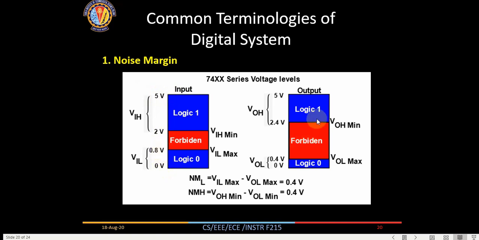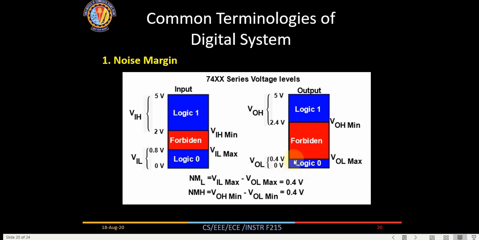At the output, for logic 1, the minimum voltage it would give is 2.5 volt, up to 5 volt, depending on chip-to-chip fabrication. So the minimum voltage it will give is 2.5 volt and the maximum is 5 volt. Similarly, for logic 0, the maximum voltage can go up to 0.4 volt.